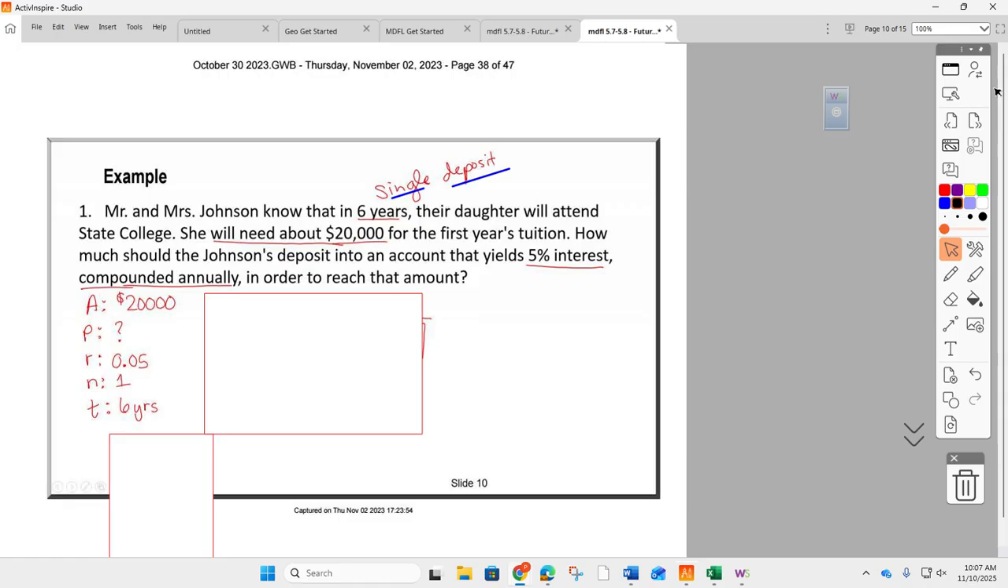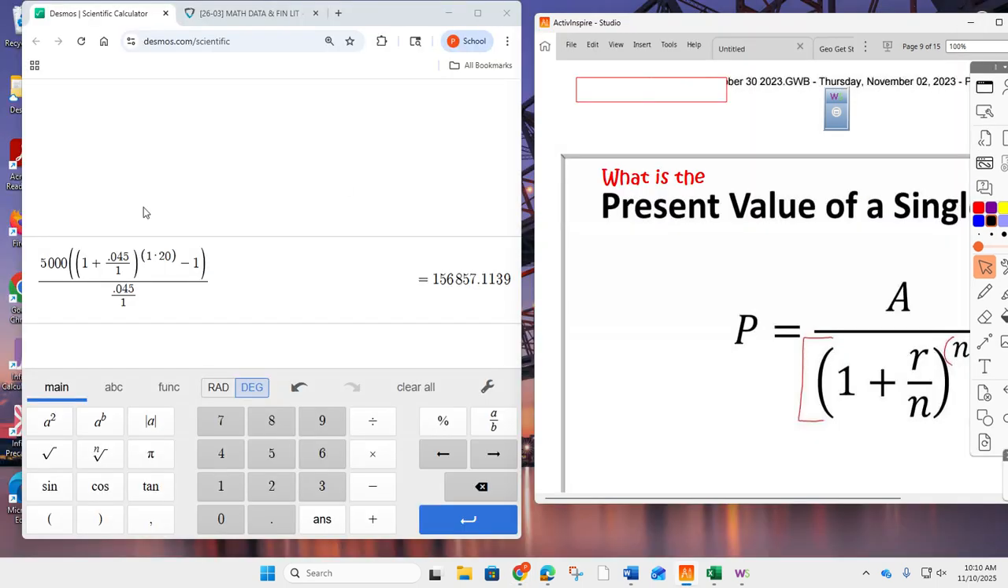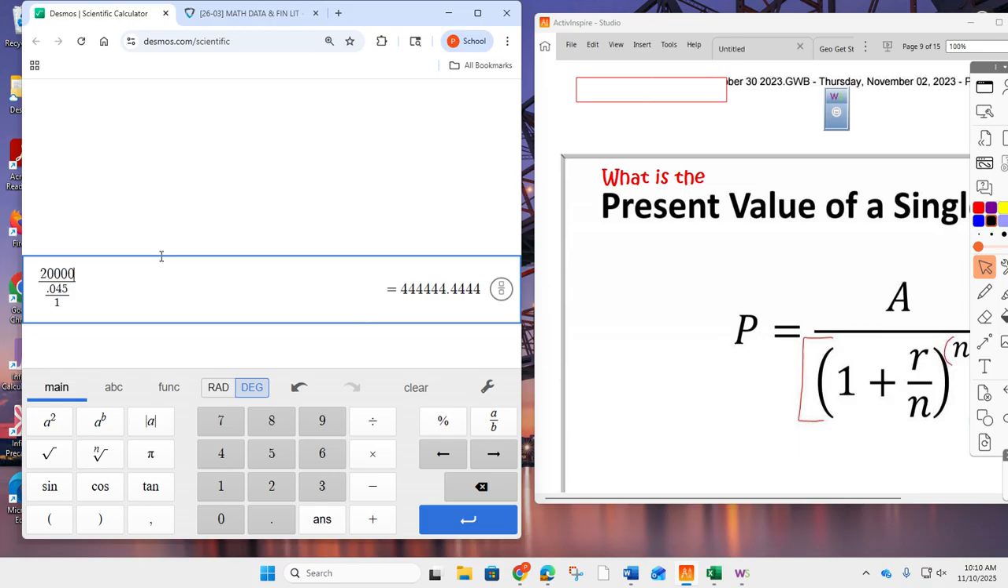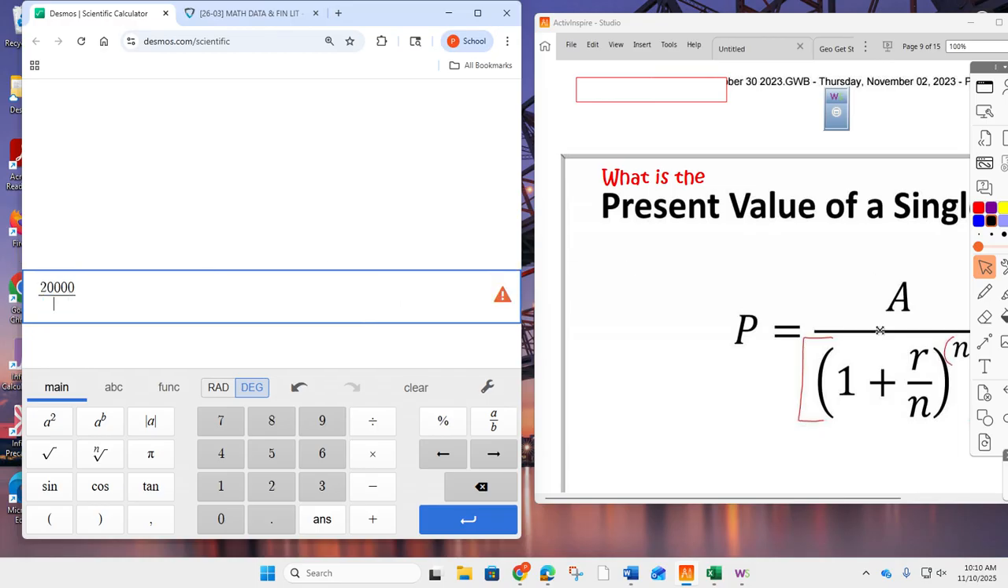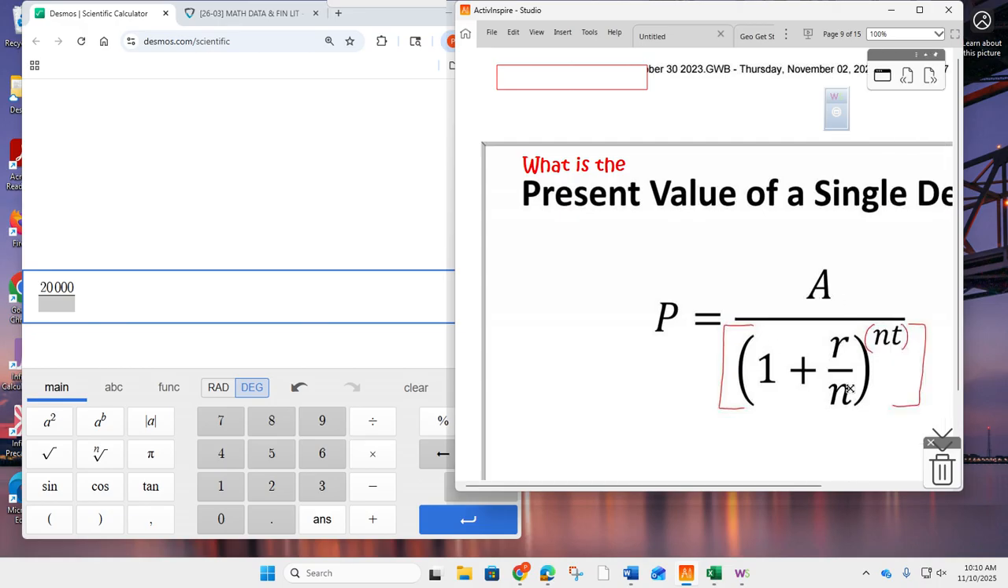So now this is the formula we want to plug it into. We're going to go back here. We can leave the fraction if we want. $20,000 is what would be their A. That's in the numerator, right? I'm just going to clear all of that out. So in the denominator, we need 1 plus the rate divided by the number of times it's compounded, all raised to the compounding number times T, right?